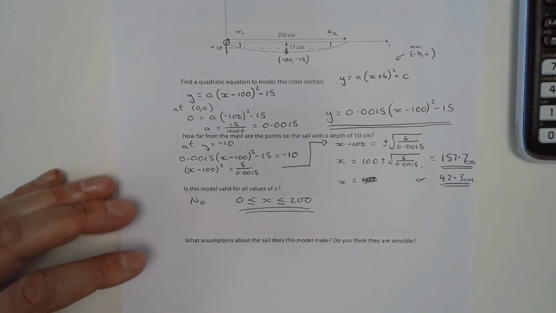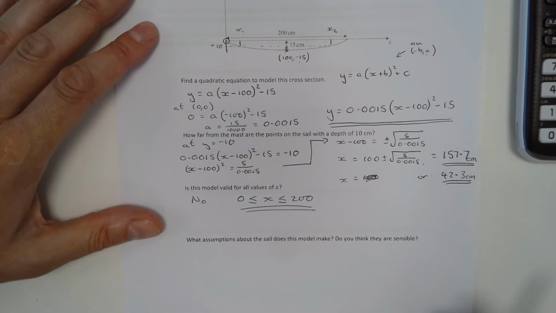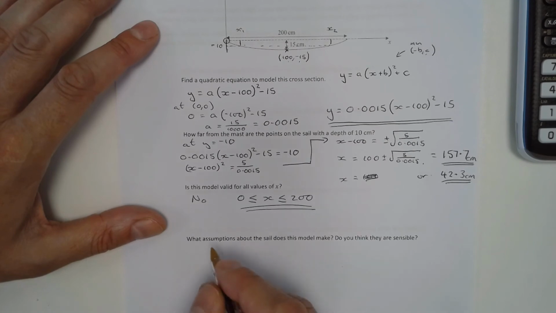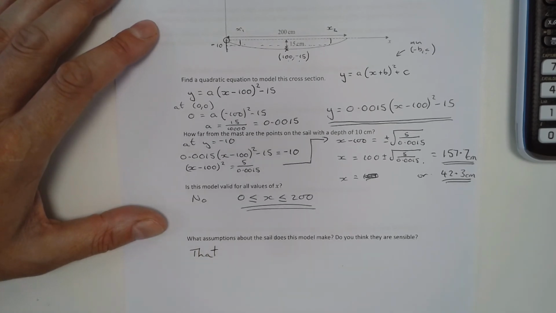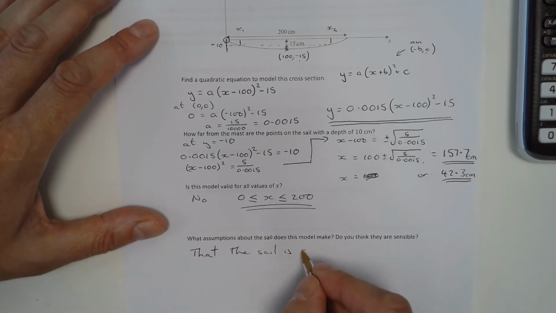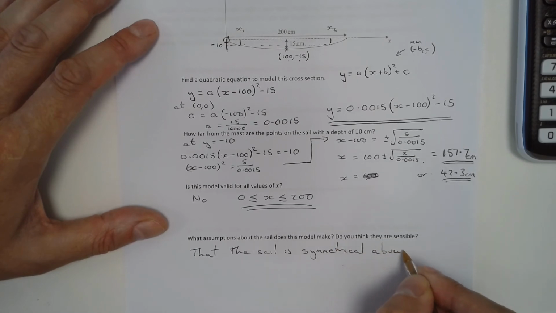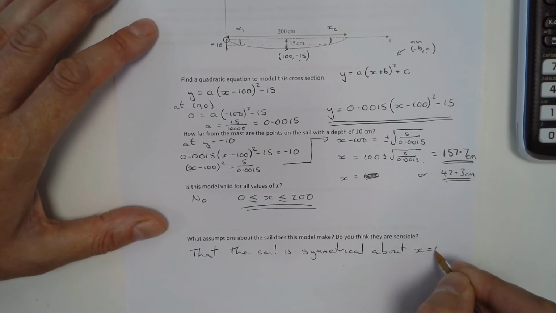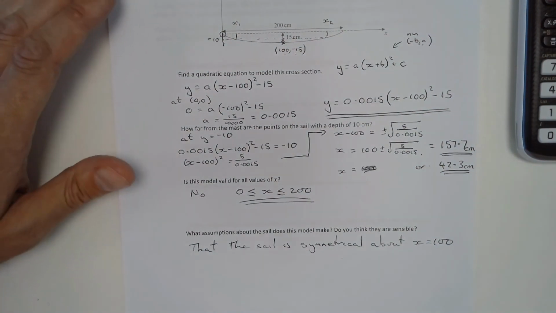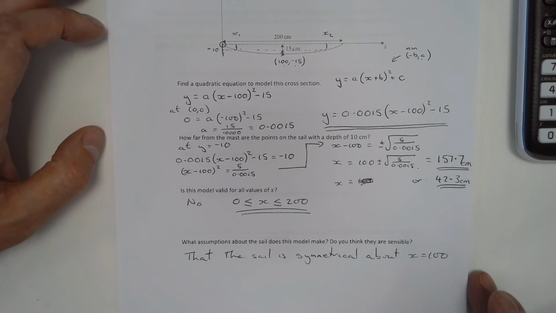What assumptions about the sail does this model make? So I suppose we're assuming that it's following a quadratic model, so we are assuming that the sail is symmetrical about x equals 100. So basically there's this line of symmetry there, that it follows that line. Do we think that's sensible? No, it's probably not. I would imagine that's not the way that a sail works.